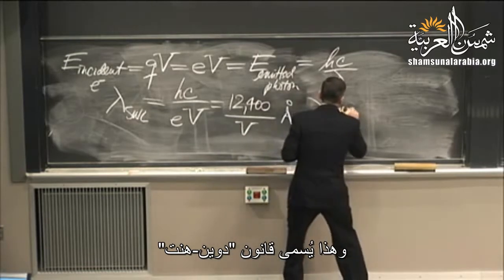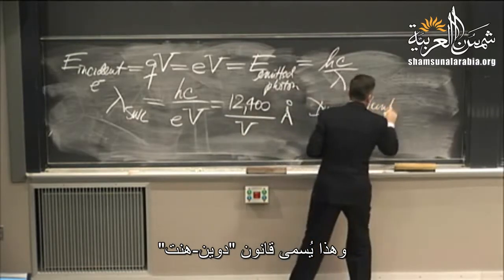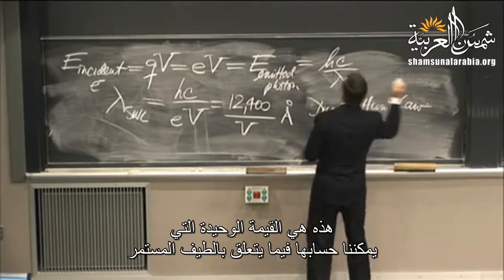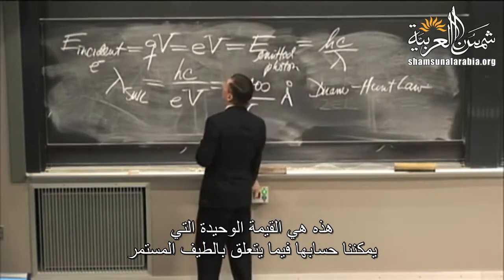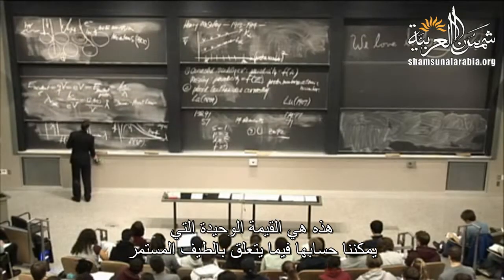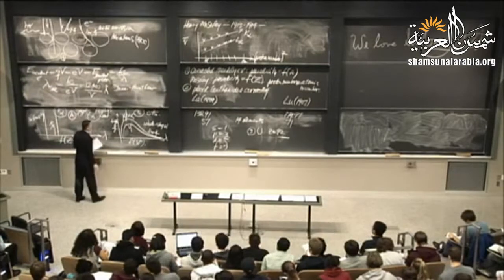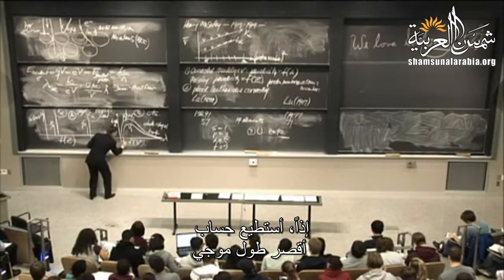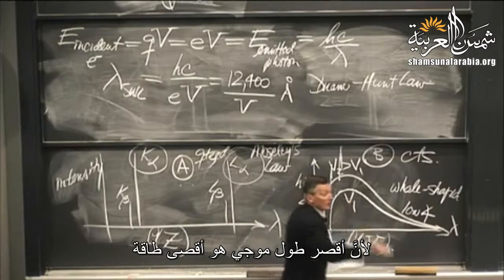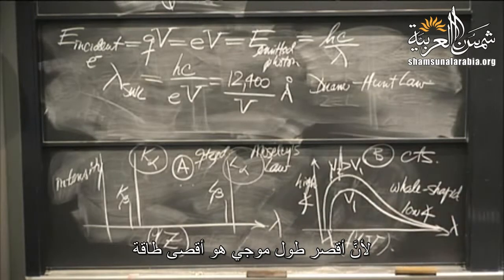And this is called the Duane-Hunt law. And that's the only feature we can compute in the continuous spectrum. So I can get this one, lambda shortest wavelength, because shortest wavelength is maximum energy.